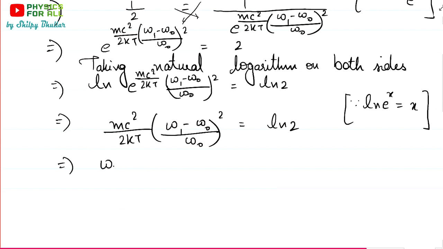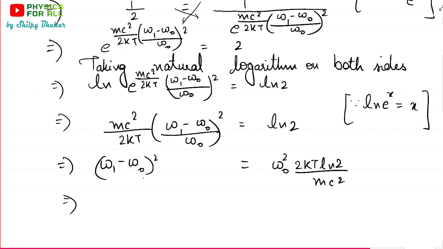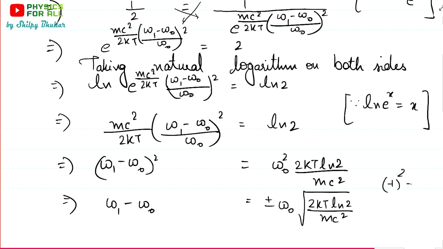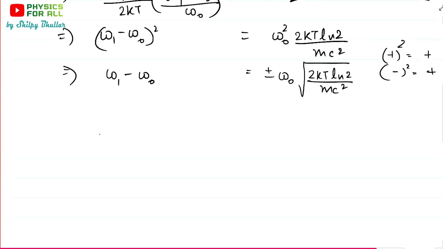Next, just keep this on one side and the rest of the terms on the other side. So this becomes omega naught square times 2kt ln 2 upon mc square. Now we have to take the square root. So omega 1 minus omega naught becomes plus minus omega naught under root 2kt ln 2 upon mc square. Why plus minus? Because the square of a positive number is also positive and the square of a negative number is also positive. So that's why whenever we take the square root, we have to put both the signs.